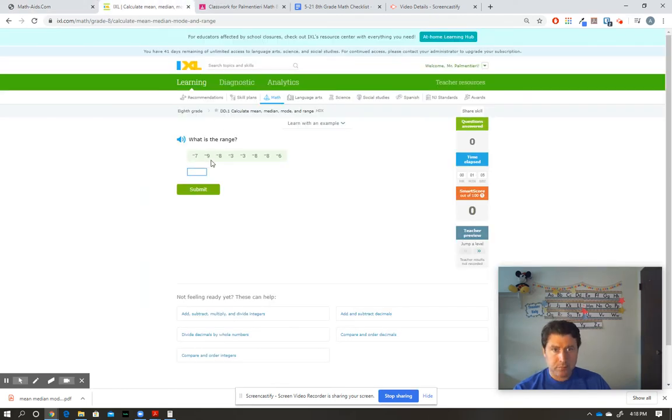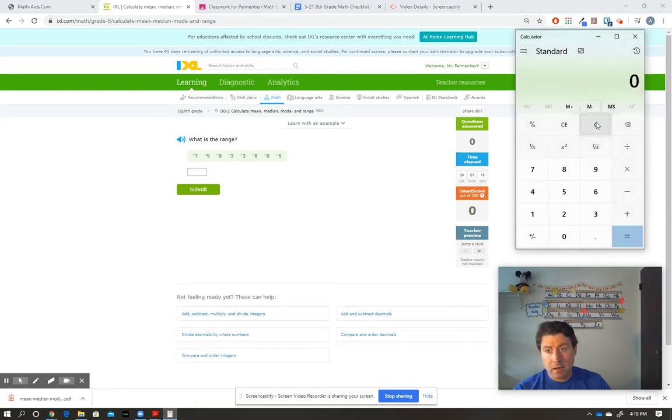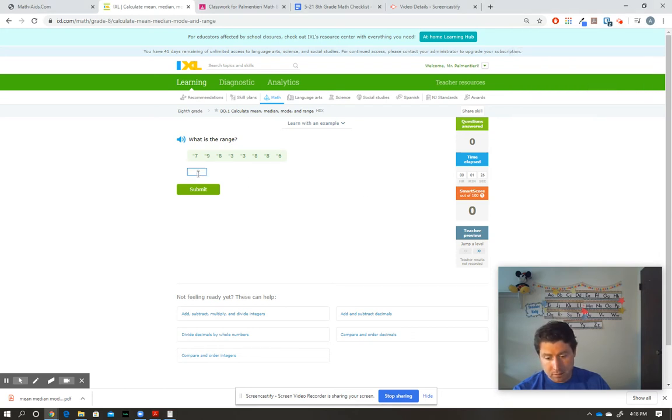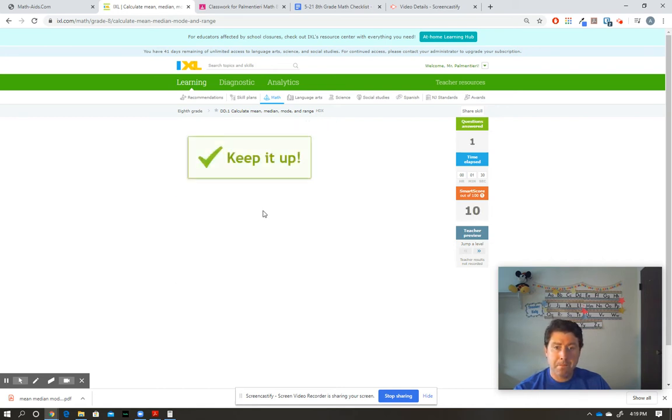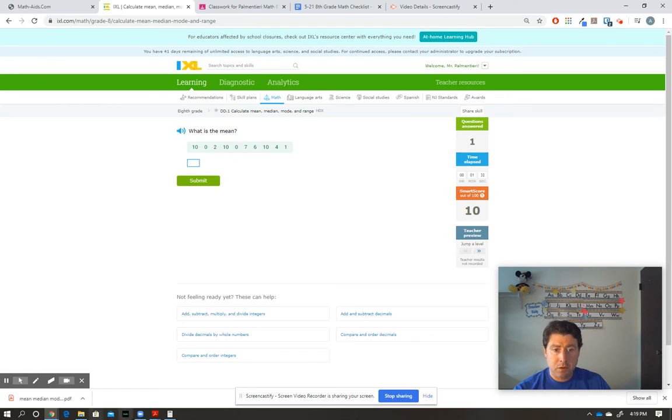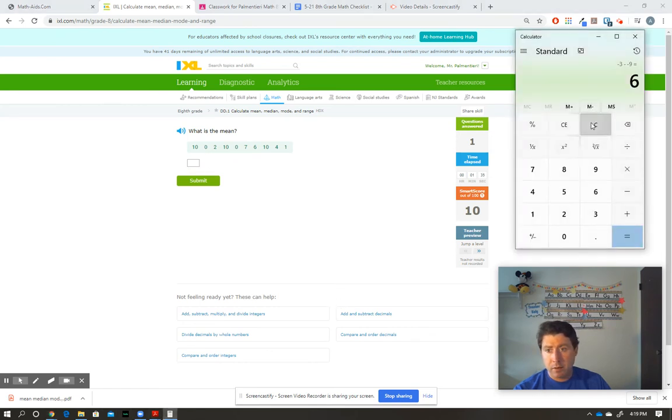The range. I'm going to find my greatest number, which looks like it's -3, and your smallest number, which is -9. And if you do -3 take away -9, that's going to end up being 6, okay? And if you're unsure about your negative numbers, just throw them in the calculator, okay? So +6. Okay, so that's range.